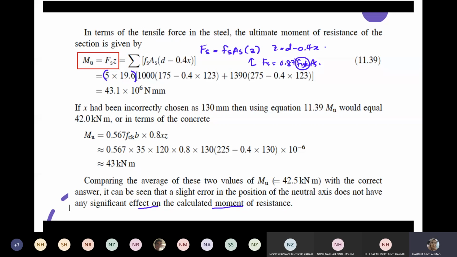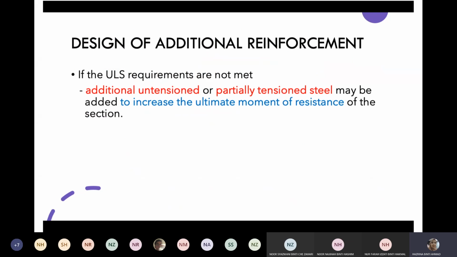Okay, so we have another example, which is for the design of additional reinforcement. We are going to use the same method as just now, which is to calculate the ultimate moment of resistance. But now we are going to compare it with the design moment, and determine whether the value is sufficient to cater for the design moments.